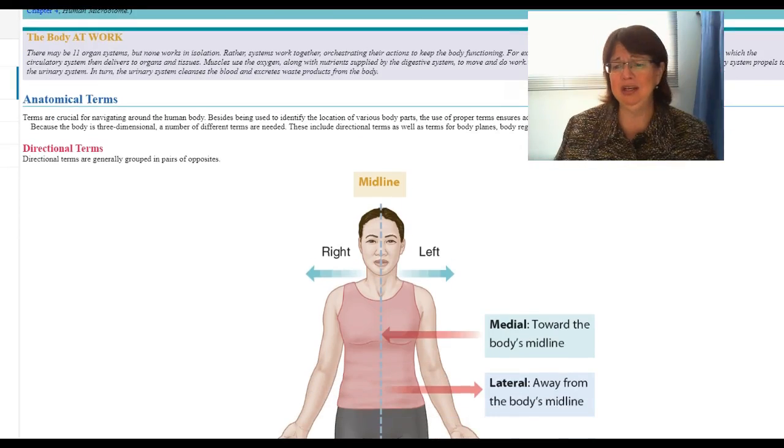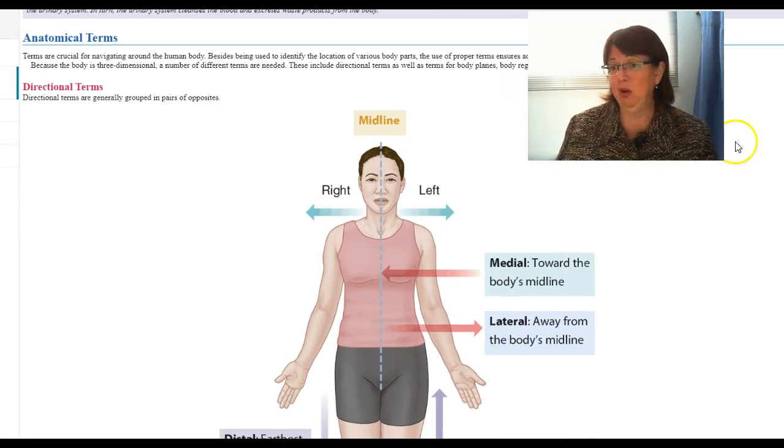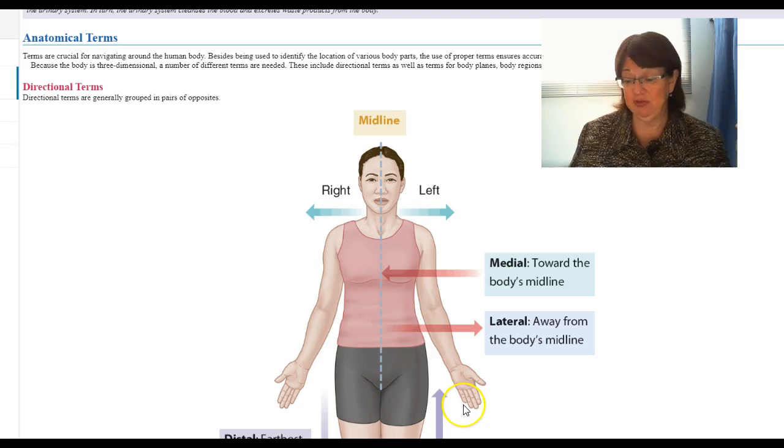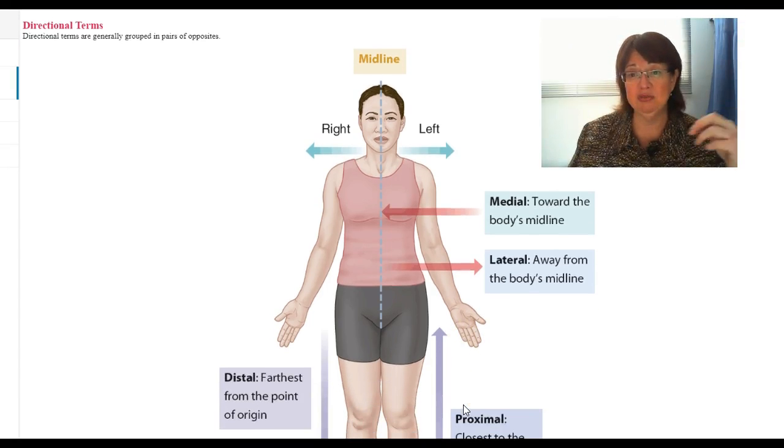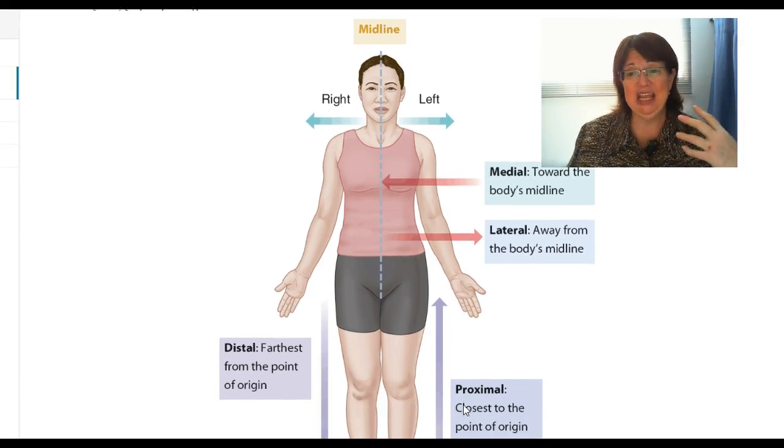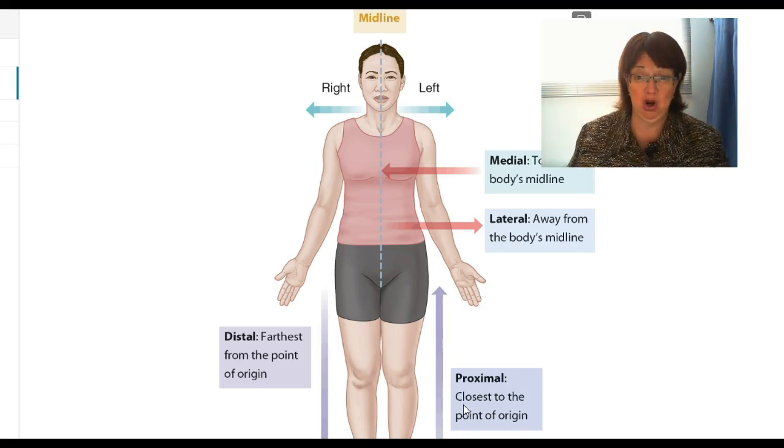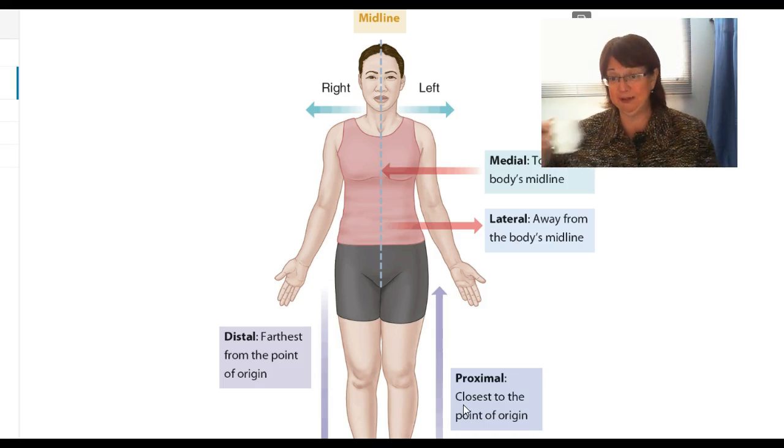Now, when we look at anatomical terms, when the body is referred to, it's always referred to as in the person you are observing. So the right is the right side of the person, not your right.